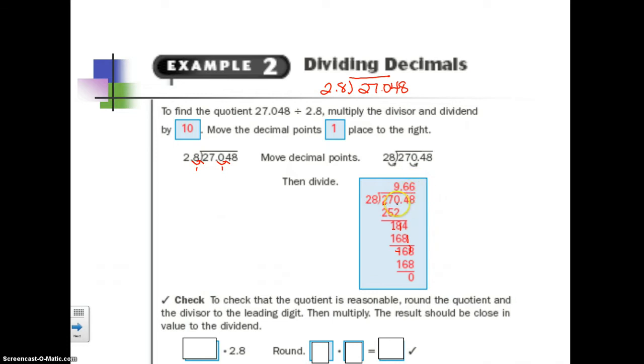You can always check to see if it's reasonable by rounding the quotient, which is the answer, and the divisor to see if it gets to the leading digit. So the leading digit is a 9 here, so round it to 10. Again, here's what we're doing. We're going to round this to 10. 2.8, the leading digit is 2, which we round to 3. 10 times 3 is 30, and if you go back up, that is close to 27. So it makes sense.